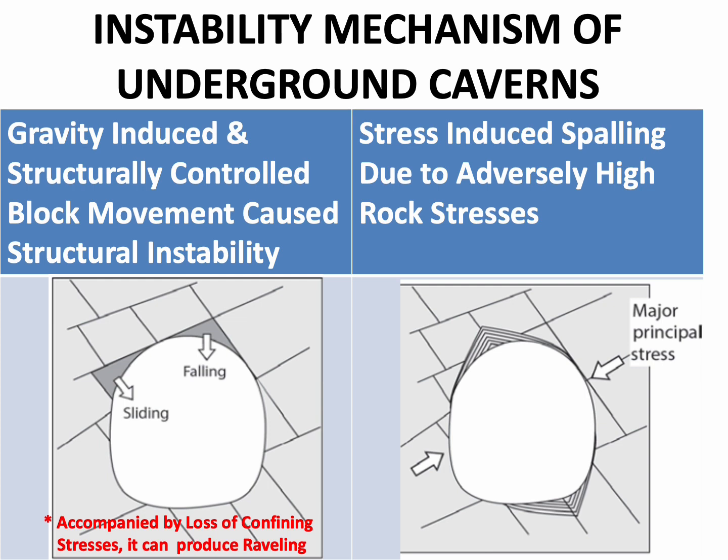Second instability mechanism is stress-induced spalling due to adversely high rock stresses, when the major principal stresses are so high that they cause spalling. But in the case of Punatsangchhu-II, in the crown, this mechanism is effective where there is gravity-induced, structurally controlled block movement. And added to that, the confining pressures are less than zero, which has produced raveling.